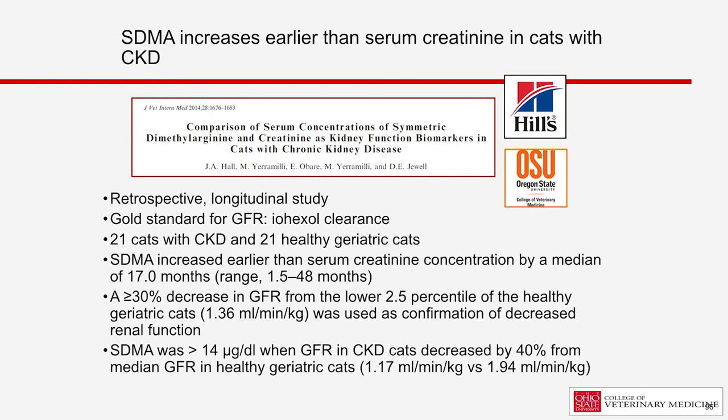And then she looked at these cats and looked at their SDMA at various points throughout the course of their lives. And what she found in this study was that on the average, the SDMA increased about 17 months before the creatinine did. There was a wide range, as little as only a month and a half before, but as long as sometimes almost 4 years before. But the average was about 17 months. So she was able to pick up a problem in these cats on the average 17 months before she would have picked up a problem if she was just looking at creatinine.